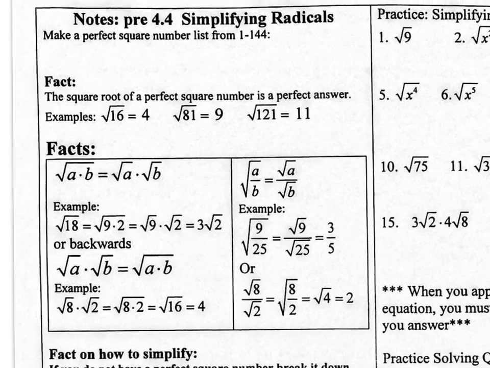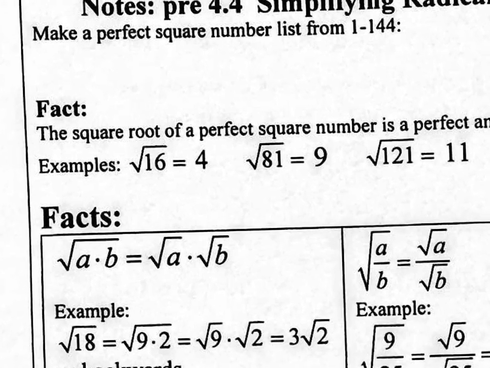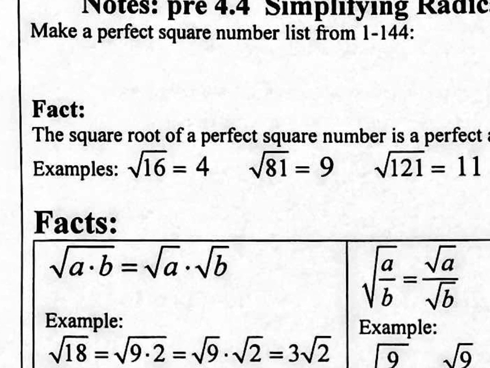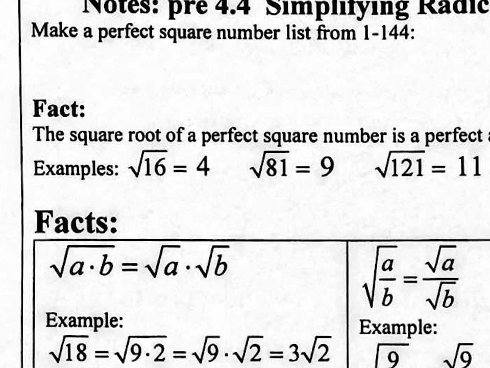So to begin, what I would like us all to do is to get on our notes and make a perfect square number list from 1 to 144. So let me help you out here. We have the number 1. We have the number 4. Everybody jot this down. We have the next number 9.